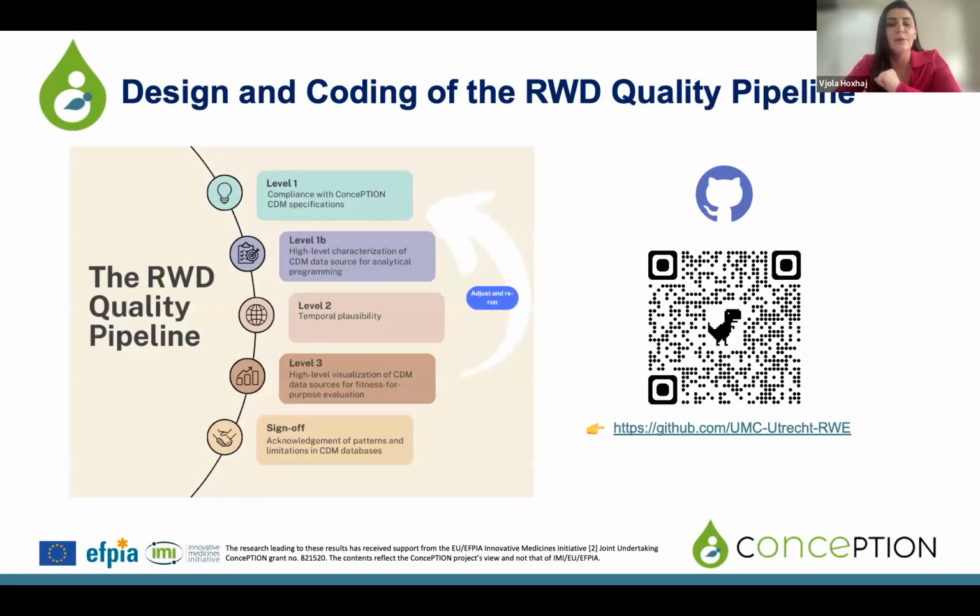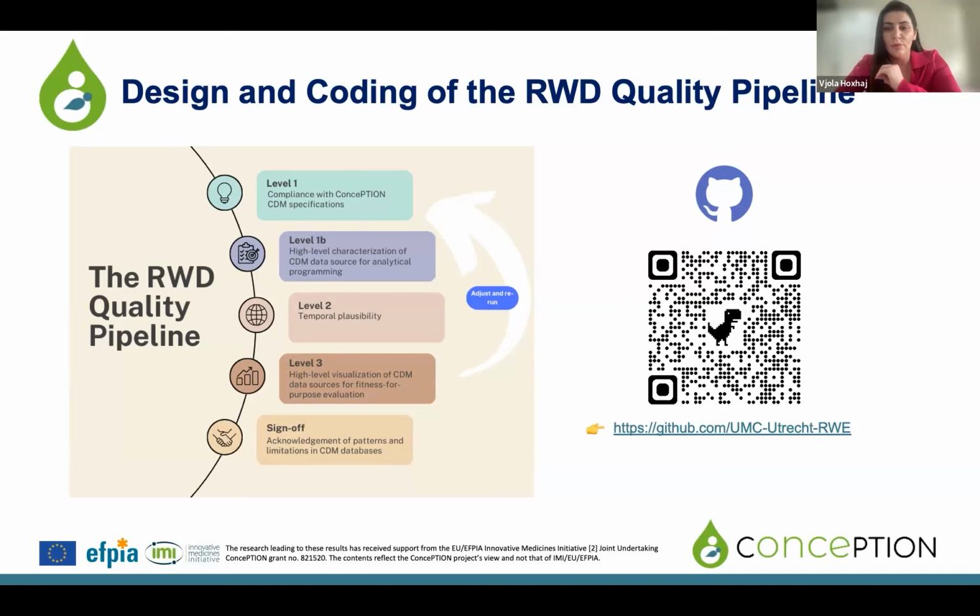Next, the real-world data quality pipeline involves three main steps and one sub-step, which is Level 1B. Level 1 assesses the compliance of the data with the Conception CDM, meaning the ETL successfulness in this case. Also, frequency analysis and distributions are constructed. Furthermore, we can assess the completeness of the data in this output. Level 1B is a high-level characterization of the data source, which allows for checking the data reliability and the study-specific determinants, or the study variables.